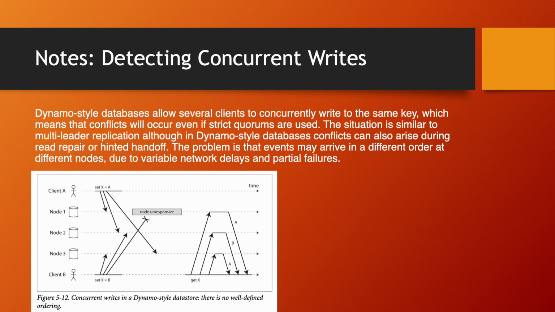For example, in the cartoon here, it shows two clients A and B simultaneously writing to a key X in a 3 node data center. Node 1 receives the write from A, but never receives the write from B due to a transient outage. Node 2 receives the write from A, but then the write from B. Node 3 first receives the write from B and then from A. So as you can see from the image, it's showing concurrent writes in a Dynamo-style data store, and there is no well-defined order.